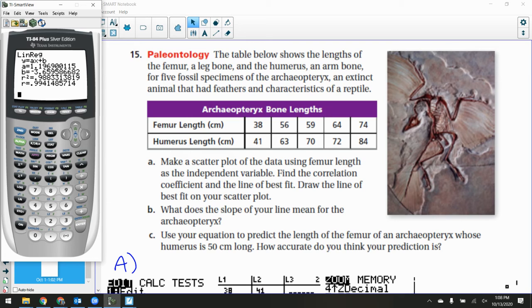So now let's go and put it into my y equals. You go vars, statistics, EQ, and now I graph. And there's my line.